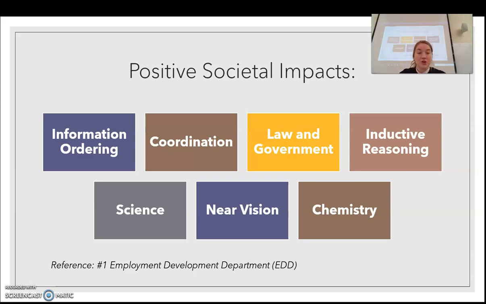Inductive reasoning, being able to recreate the crime scene. Science, obviously using science to the best of our ability to understand what took place even though we weren't there by looking at these different elements and compounds and understanding what chemicals were used and such. Near vision, to obtain information by examining the crime scene, visiting morgues and visiting the crime scene to collect evidence. And then chemistry, by using formulas and solutions, reagents, and such to complete these tests in the lab.